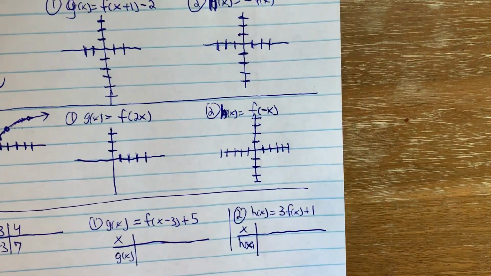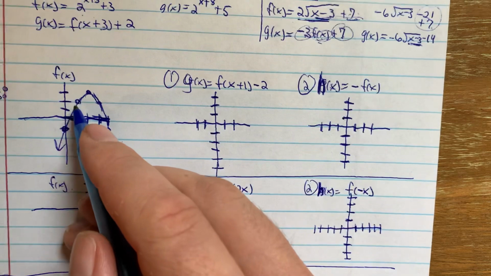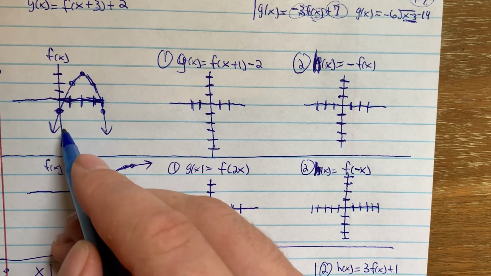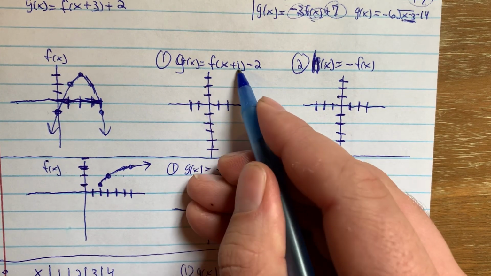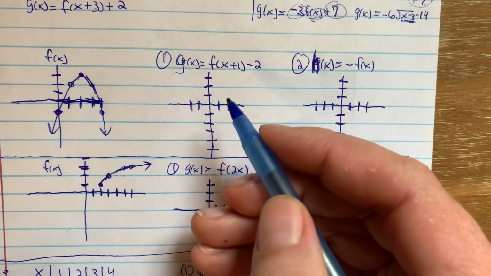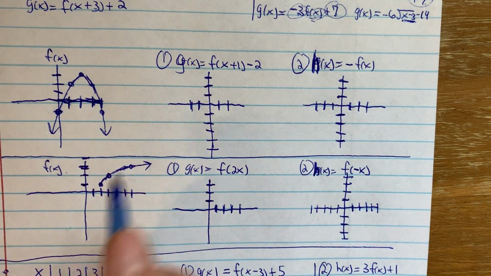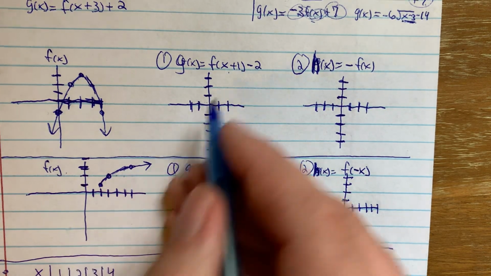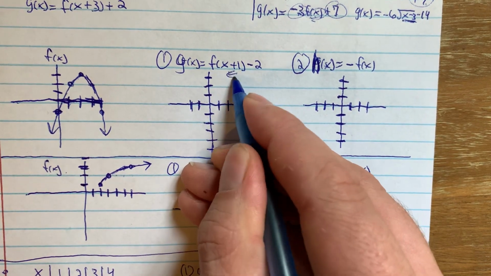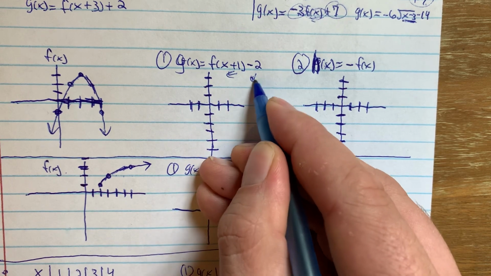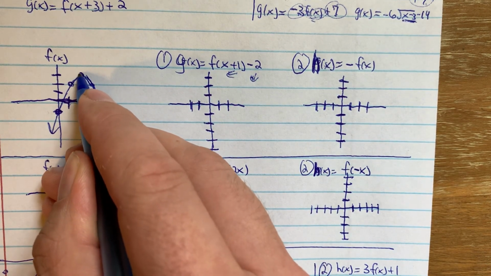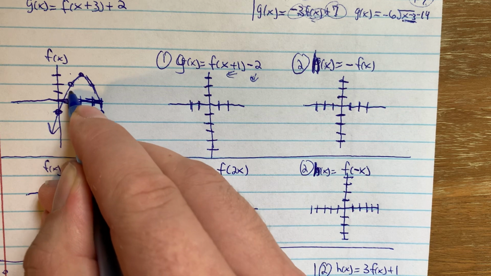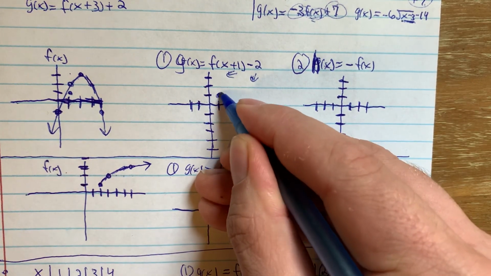How about the graphs? If this is f of x, oh, you guys couldn't see that. If this is f of x and g of x is f of x plus 1 minus 2, graph it. You can do it straight off of the graph. You could have found the equation, changed the equation, graphed the new equation, but recognize this is just a shift left by 1 and down by 2. So we can take this vertex and go left by 1 and down by 2, and the new vertex will be at 1, 1.